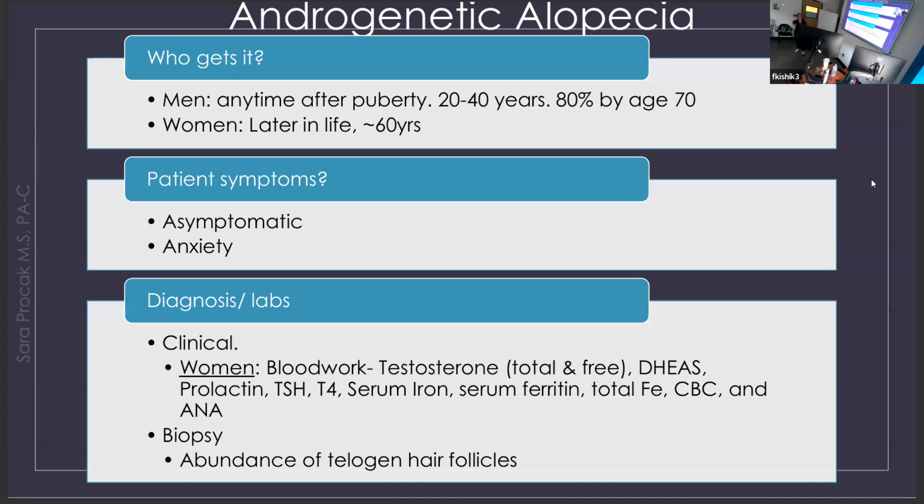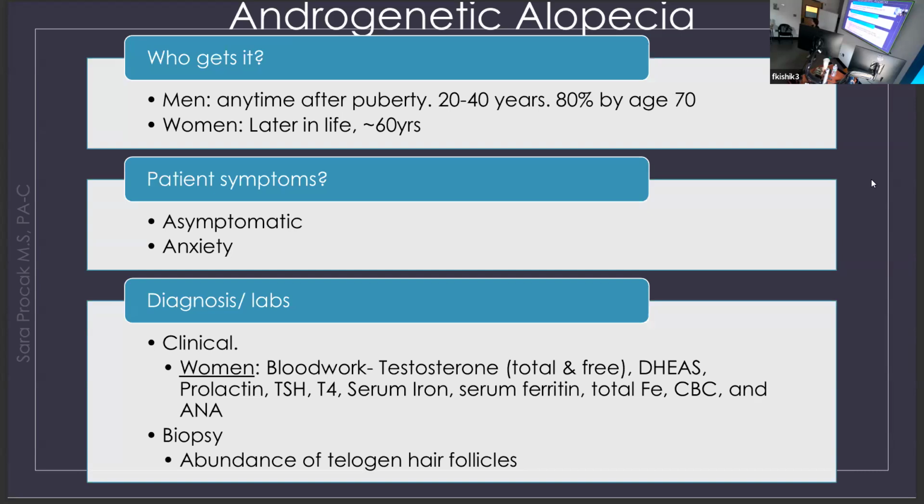For men, this is going to show up sometime after puberty, usually around age 20 with full expression by age 40. For females, this is going to show up later on in life, usually around age 60. It's less common in females than it is in males. In terms of your patient's symptoms, it's typically asymptomatic, but it can certainly cause anxiety in your patient, and I think that's fair, if someone's losing their hair.